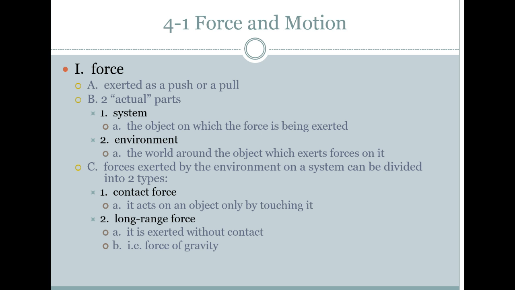Contact versus long-range forces. There are two types of forces that are exerted by the environment on a system. The first one is a contact force. A contact force on an object acts on an object only by touching it. Either the table or your hands are probably touching your computer right now, exerting a contact force on it. Your hand and the table exert forces only when they touch your computer. The second kind of force is a long-range force. A long-range force is exerted without contact. If you ever played with magnets, you know they exert forces without touching.